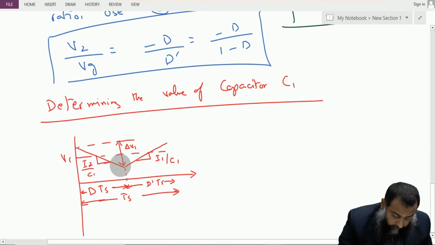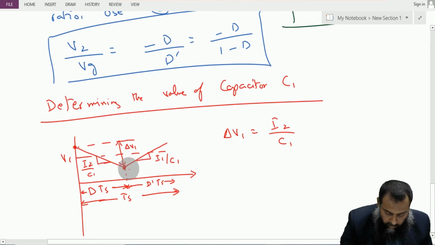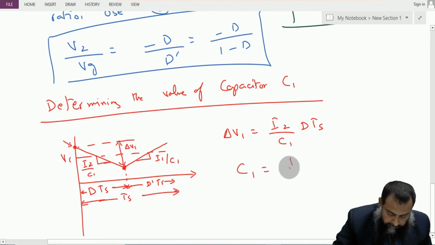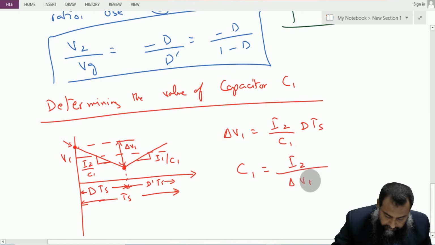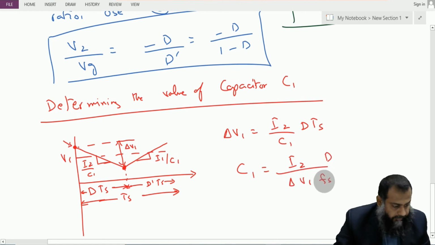Now if we know what this delta V1 is, then this is the starting point, this is the ending point. So delta V1 is equal to the slope times the duration during which the slope continues to drop from this initial point to this final point, and that is equal to D times Ts. So we have C1 is equal to I2 over delta V1 into D into Fs.